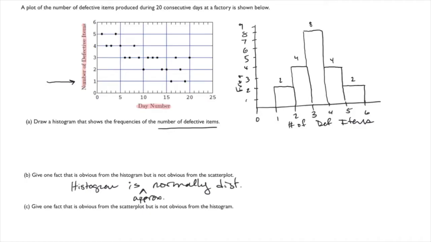You're welcome to give other descriptions like shape, center, and spread, but those things are not really required. What is required here is something about shape. That was the one thing that you had to mention. You could have said bell-shaped, mound-shaped, symmetric, approximately normal. Those are the different ones that were accepted.